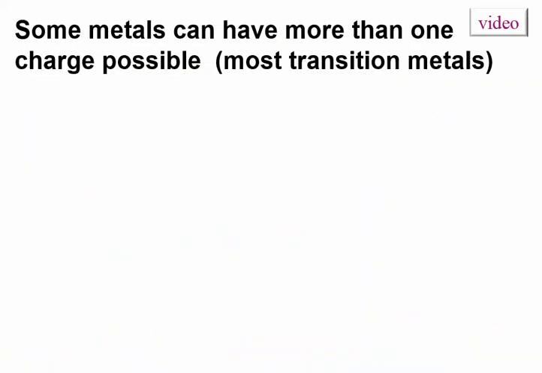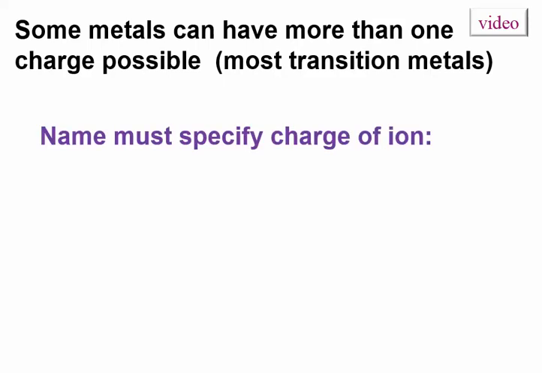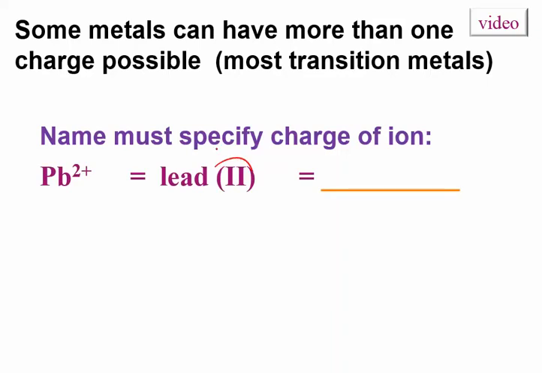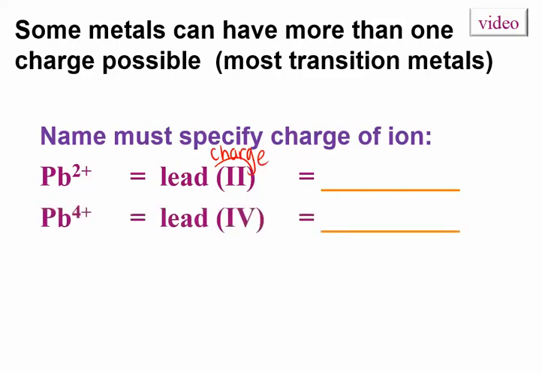Some metals can have more than one common charge, and these are listed on your Symbols to Memorize handout. It's found under Helpful Documents. These are a lot of those metals in that middle part of the periodic table, and for these we can't just say lead. We have to say lead and which one, because lead can be either +2 or +4. The way we specify that is with the Roman numeral that tells us the charge. So there's lead 2, and then lead also forms a +4.